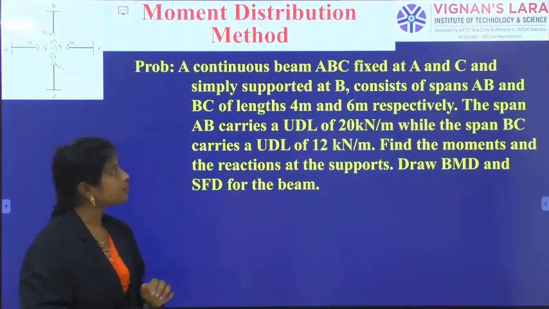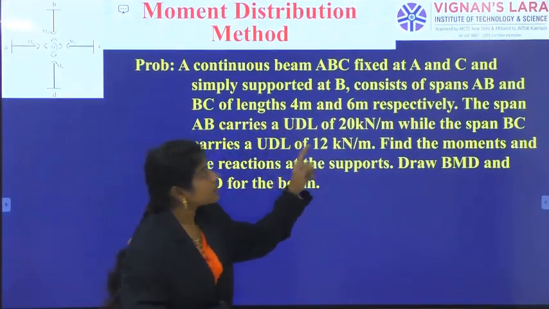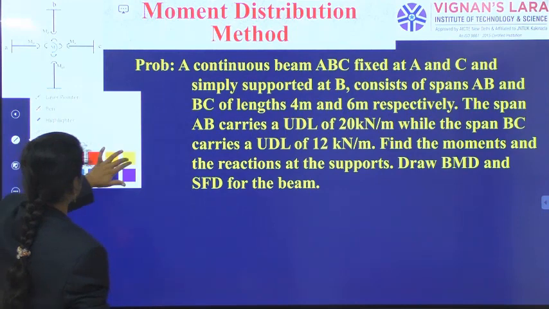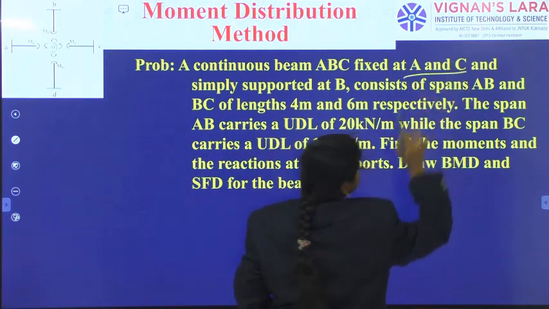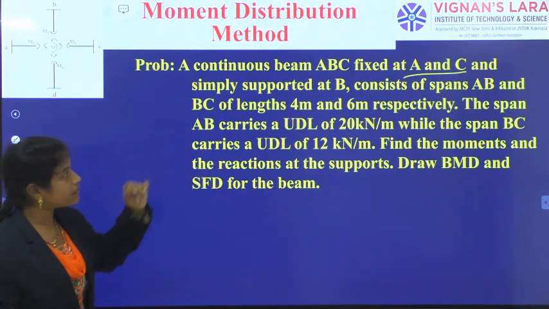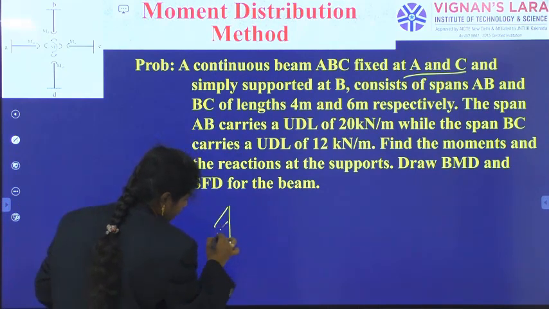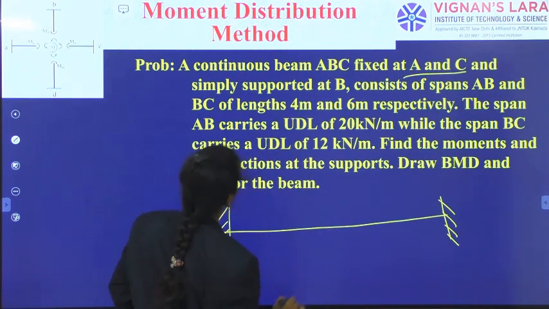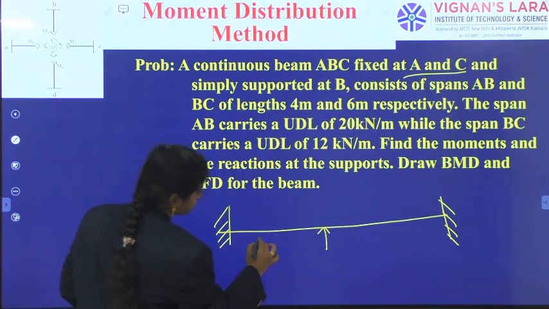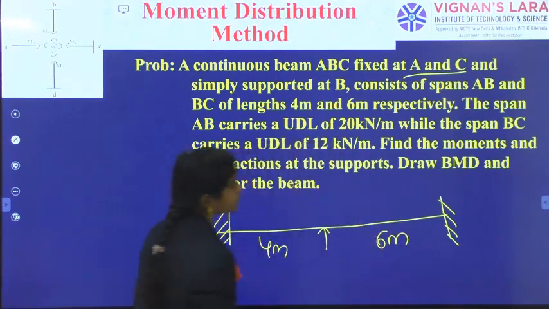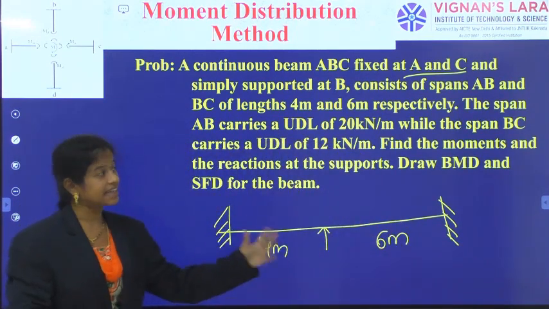So the next problem we are having is a continuous beam ABC fixed at A and C, and simply supported at B, and it consists of spans AB and BC. So we are having a continuous beam with fixity at A and C and simply supported at B, and the span AB is 4 meter and the corresponding span BC is 6 meter. Okay, so only the support indications and length indications they have given.